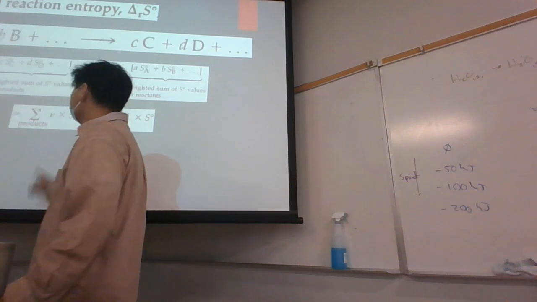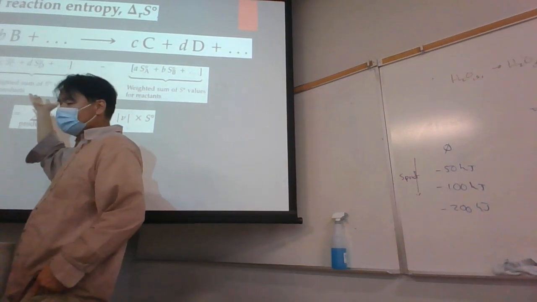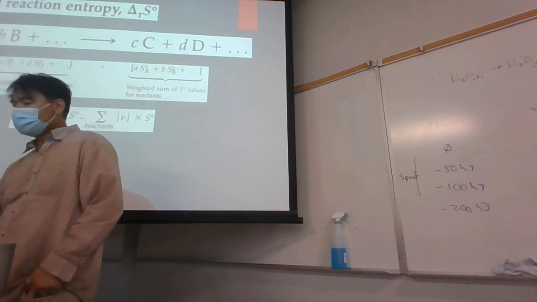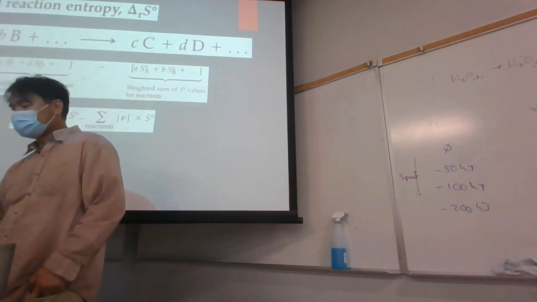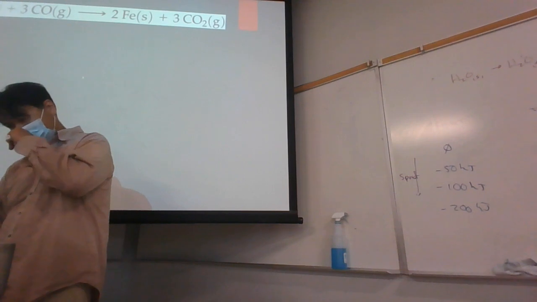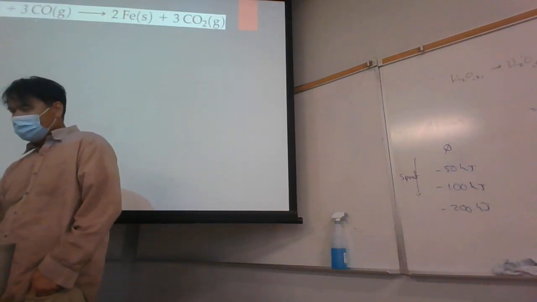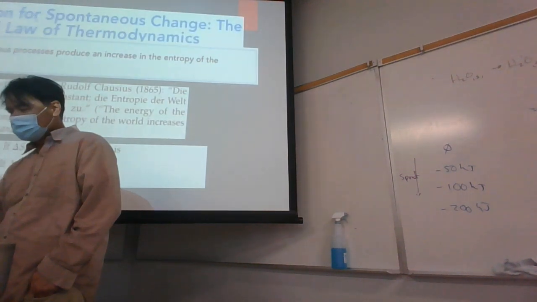So calculating entropies is just the products minus reactants. This is the number one way we're going to determine what the entropy change is. We just look it up in Appendix D and just plug it in here. So this is a magnetite. This is a problem I did in the video. But let's take a look.